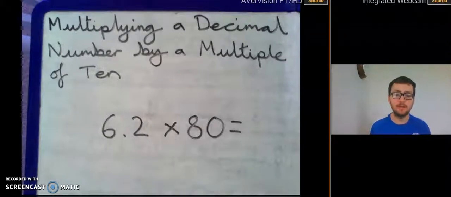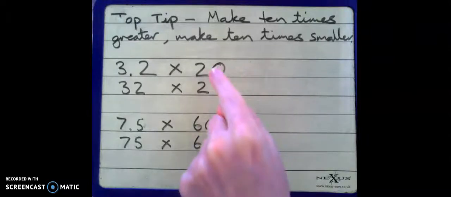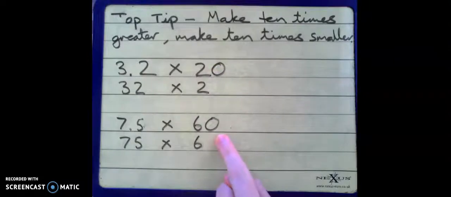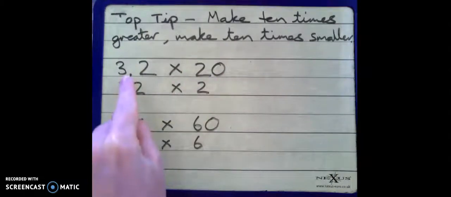Right, let's go through a little top tip. The top tip for these types of calculations is to make one side of the calculation 10 times greater and make the other side 10 times smaller. The reason that is possible is because we're multiplying multiples of 10. So we know that these are 2 times 10 and this is 6 times 10. So we can use that to make this side 10 times bigger.